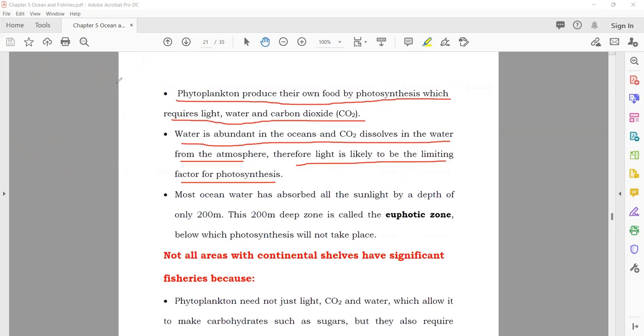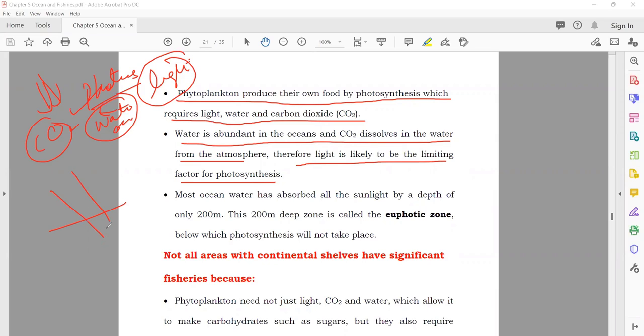As in biology, for photosynthesis you need water, carbon dioxide, and light. Here water is already present, because they're inside the ocean. Carbon dioxide from the atmosphere is dissolved in water. Both are available. Now only light is left, because light has to go through the water to the phytoplankton, then they will start photosynthesis. If there is light, photosynthesis will be more. If there is no light, it will be less. The only factor which can limit, increase or decrease the speed of photosynthesis in phytoplankton is light.